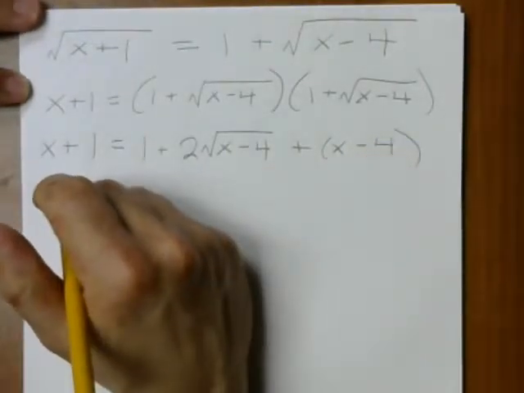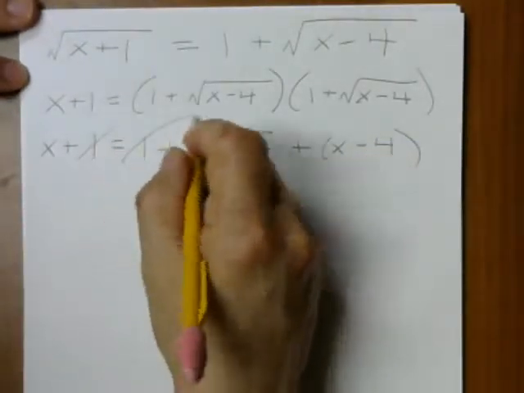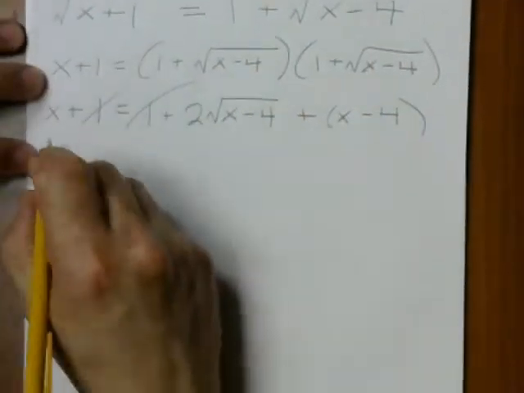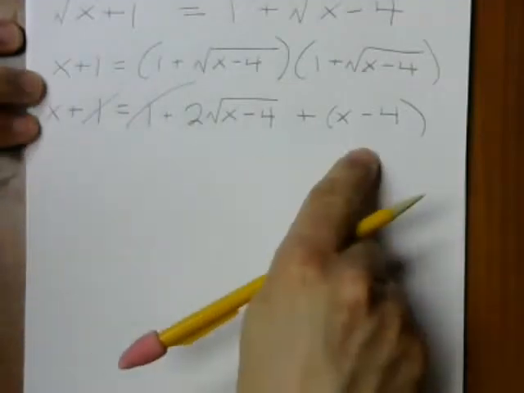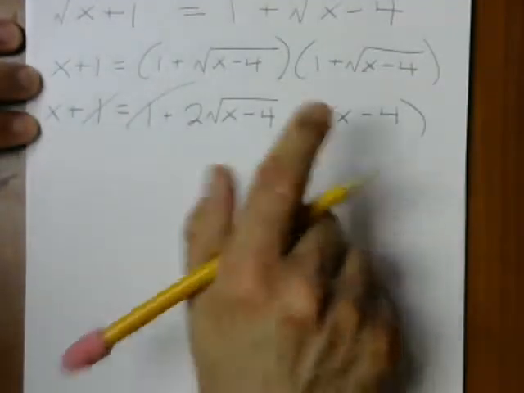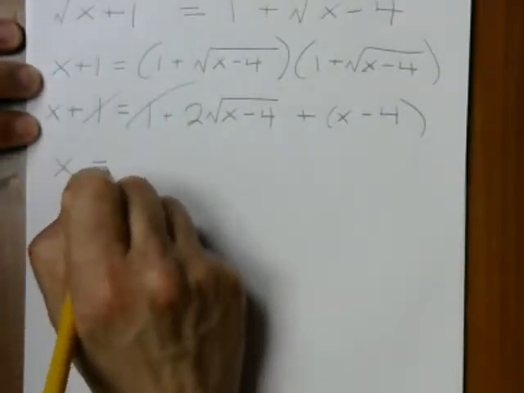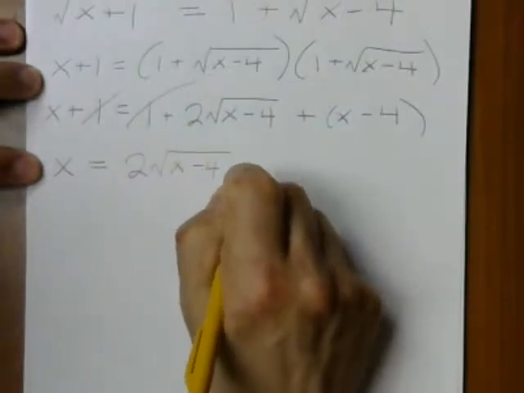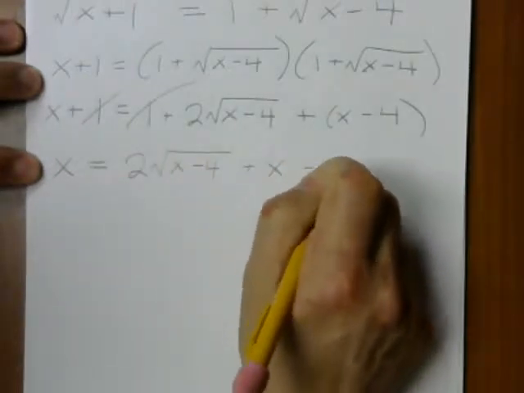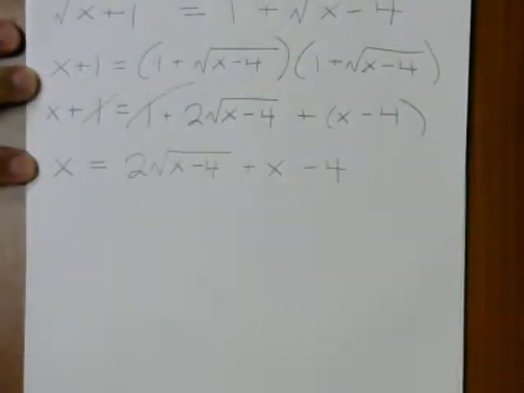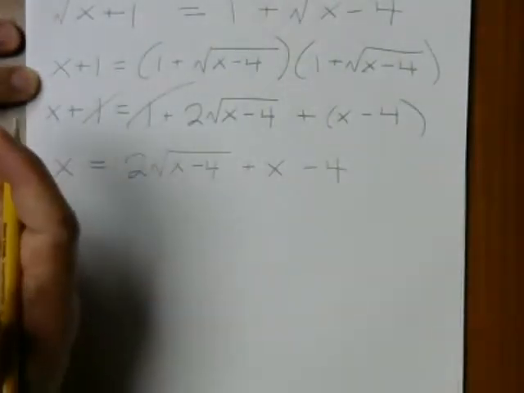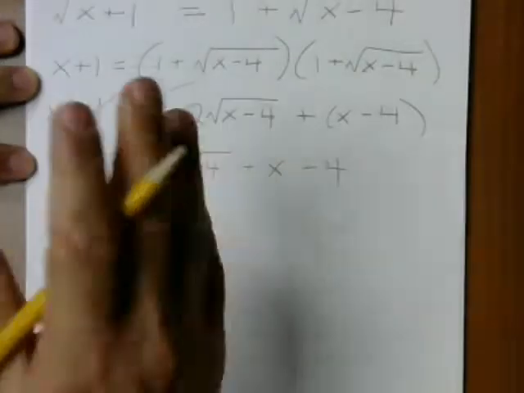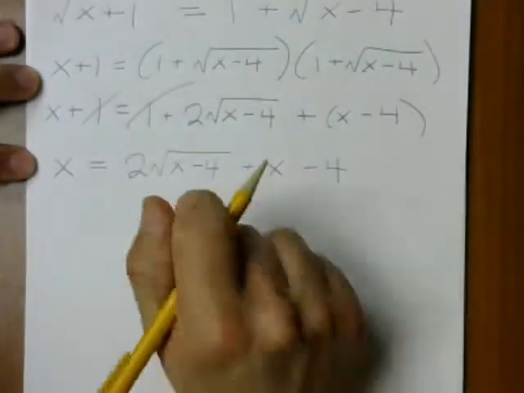Okay, well, one thing I can do is I can cancel that, right? I can subtract 1 from both sides. Now I have x is equal to 2 root x minus 4 plus x minus 4. And I haven't been able to get rid of all the radicals. In fact, now I have a 2 here. So what can I do to make my life easier?